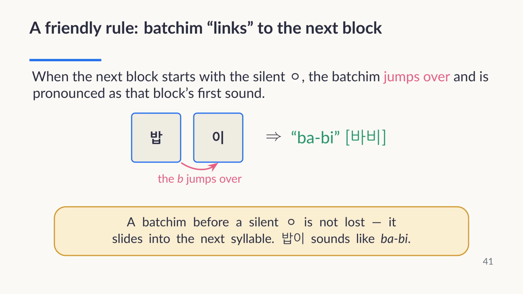The B is not lost. It simply moves next door where there is an empty consonant slot waiting, because that circle was only a silent placeholder. This linking happens constantly in Korean, especially with grammar endings that begin with a vowel, and it is why spoken Korean flows so smoothly. So when you see a bachim followed by a block starting with the silent circle, let the bottom consonant slide across. Bap plus I becomes ba-bi. Practice that gliding motion. It instantly makes your Korean sound more fluent.